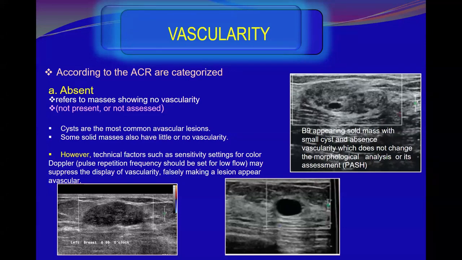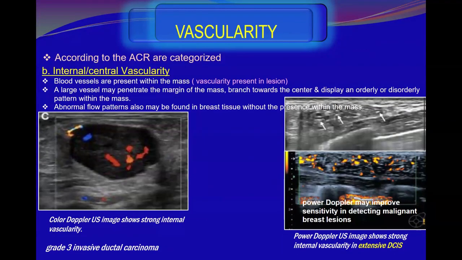Usually seen with cysts and with some benign masses or benign lesions. However, as we mentioned earlier, we have to consider our settings and technical factors: the pressure, the gain, the scales, and all that stuff, to avoid the pitfalls. The second descriptor is internal or central vascularity.